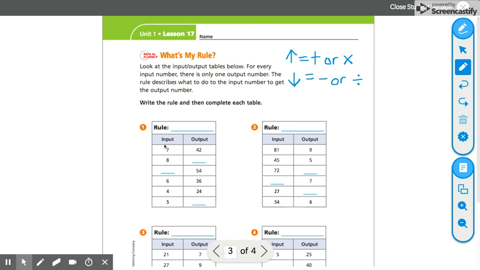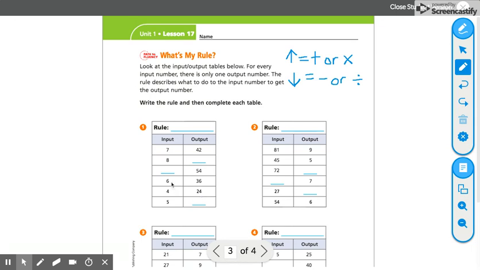So let's look at this first one. In this case, I see my inputs are lower and my outputs are higher. So I know that it's going up. So it's either going to be adding something or multiplying. Then I look and see if there's any that I just know. And I say, oh, look at this 6. It's going up. If I was adding, I would be adding 30. I'd say 30 plus 6 is 36. But if I add 30 onto 4, I'd get 34, and that didn't work. So I know it's not adding, so it has to be multiplying.